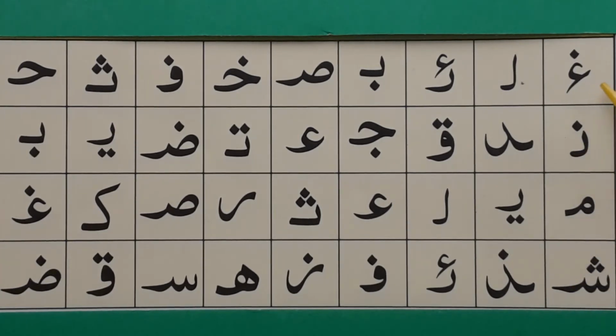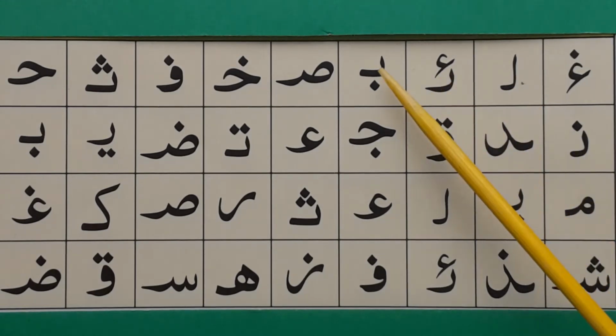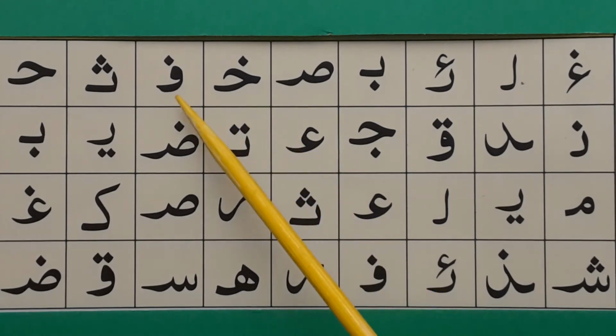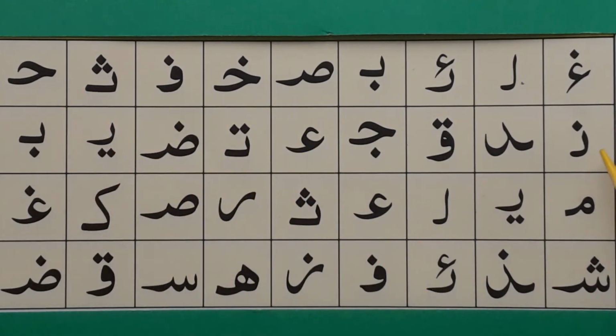So I would say that was ghain and lam, hamza on a small chair here, ba, sod, kha, fa, tha, ha, noon, dal, qaf, jim, ain, ta, dod, ya, ba, meem, ya, lam, ain, tha, ra, sod, kaf, ghain, sheen, dal, hamza again on a chair, fa, dha, ha, sin, qaf, and dod.